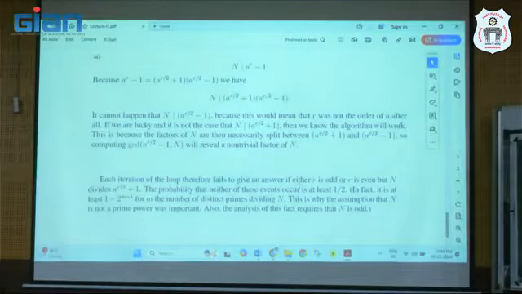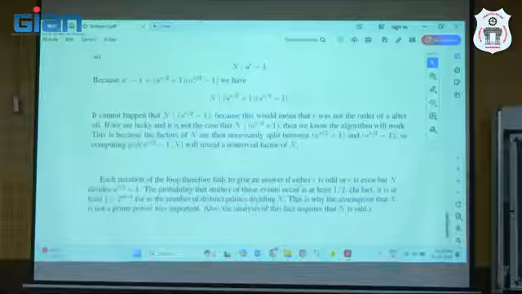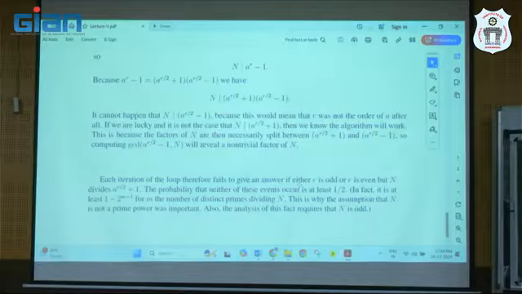So the probability that we will succeed in one loop is at least half. So therefore we keep doing it t times. The probability that we fail in each t time is 2 to the minus t. Agreed? Probability of success in each iteration is at least half. We do it t times. Probability that we keep failing is 2 to the power minus t.